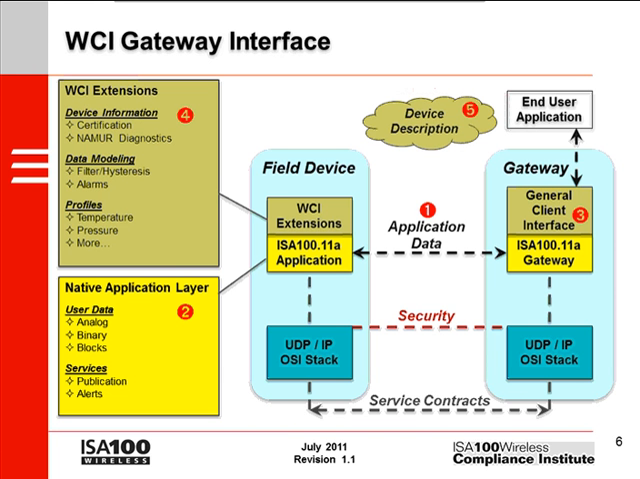Okay, so to summarize, we have 1, a stack that reliably and securely communicates application data between a device application and a gateway. 2, a native application layer that can be used to cover basic applications. 3, a general client interface that the host applications can communicate with devices on the network. 4, WCI extensions to improve the user experience. And 5, device descriptions.